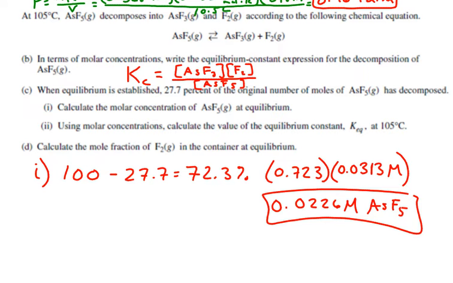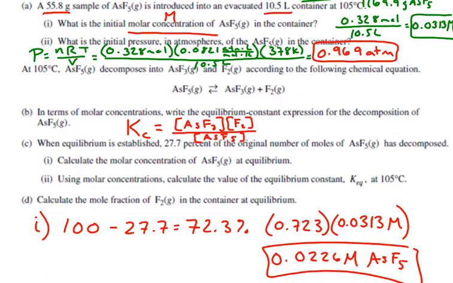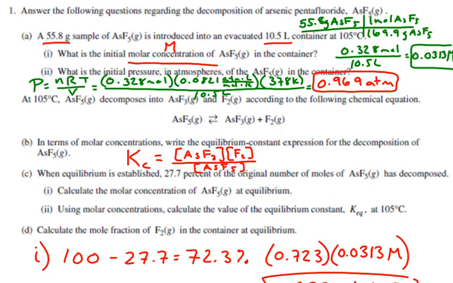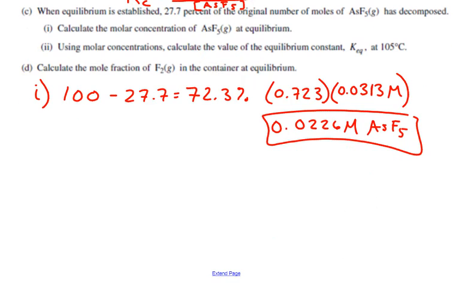27.7% has been converted. So what's left? You just have to interpret that. What I'm saying is 72.3% of my original AsF5, which is right here, 0.0313 molar, existed. They had me figure that out first. So 72.3% is left. If I multiply 0.723 by the original, that's how much would be left. Honestly, that's not a chemistry question, that's more of a mathematical relationship. So hopefully that makes a little sense.